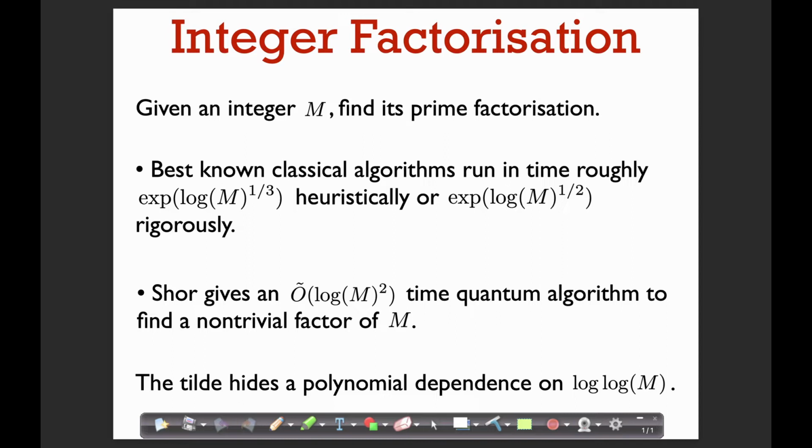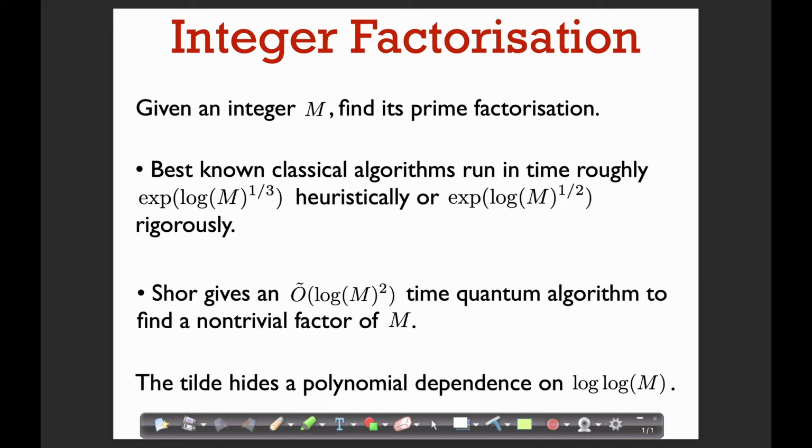Integer factorization is a problem that has been studied very intensely, classically, and the best known rigorous bound that we have is exponential in the square root of log m. On the other hand, Shor gives an algorithm whose running time is polynomial in log m. More specifically, it's about log m squared. Here I'm using this O tilde notation, where the tilde is used to hide factors smaller than log m. So there is an additional polynomial dependence on log m here. But roughly speaking, the running time of Shor's algorithm is around log m squared.